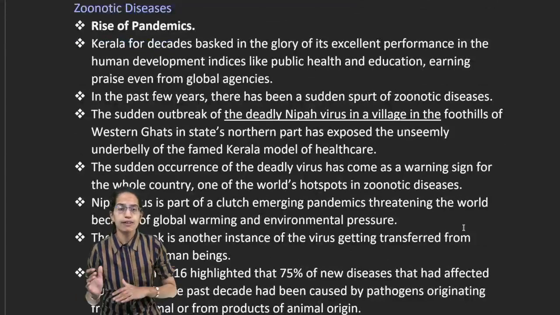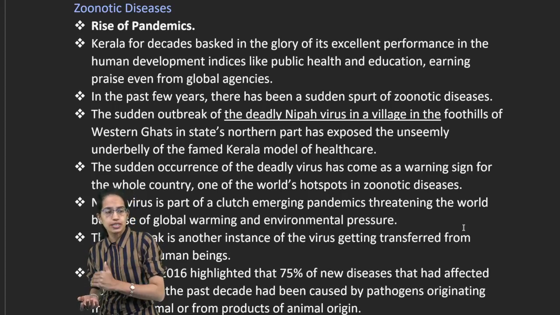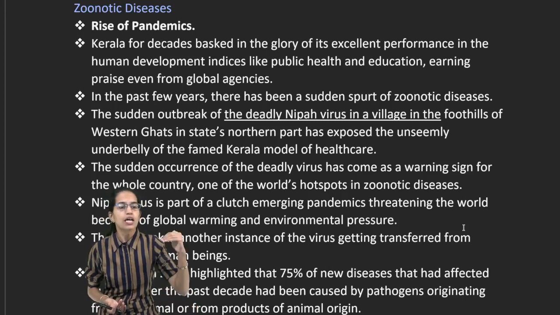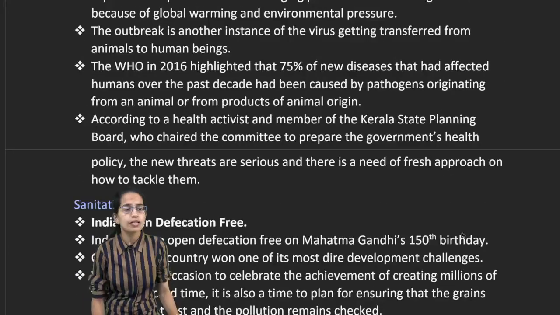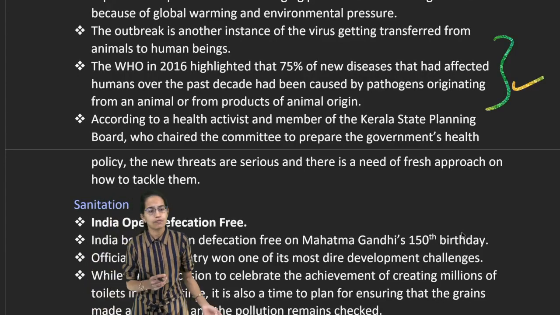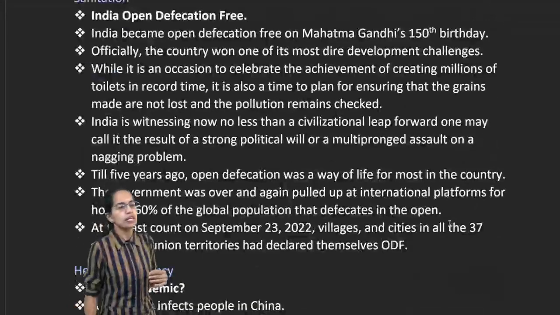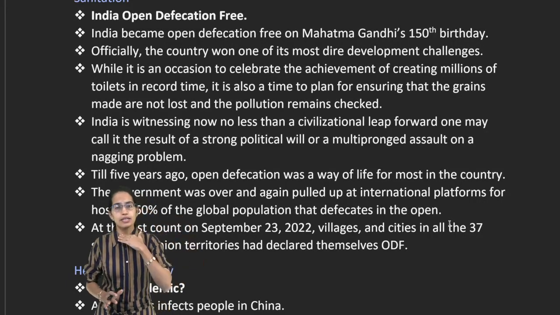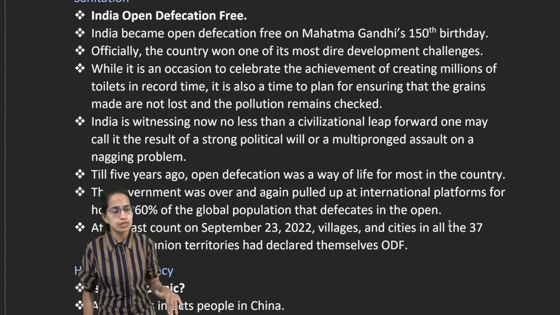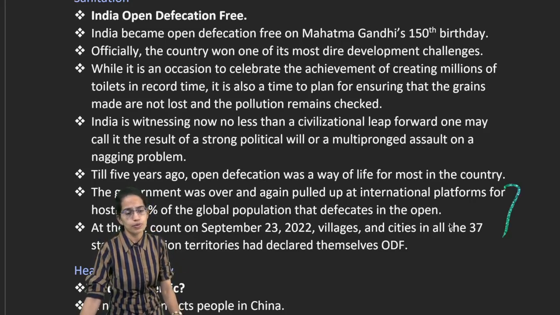The zoonotic diseases have been rising throughout the country and are specifically attributed to extreme weather conditions. Nipah virus is one of the viruses which have been found in the foothills of the Western Ghats and have exposed the healthcare system of Kerala and the problems associated with it. Nearly 75% of the new diseases that we are being affected by are of animal origin, and therefore this is again a major concern. The next is India Open Defecation Free Nation, a project that we want to declare by the 150th birth anniversary of Mahatma Gandhi. The idea was to make the country open defecation free, where nearly 60% of the population defecates in the open.